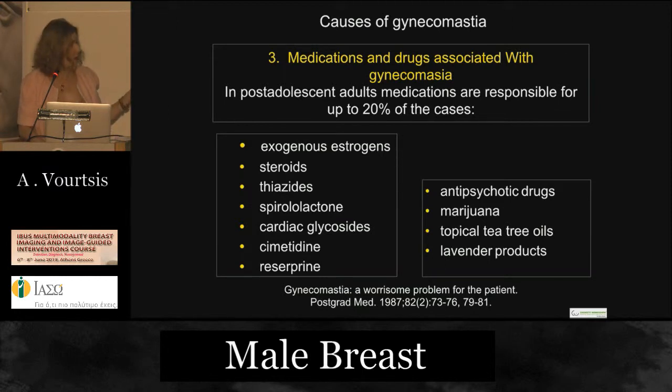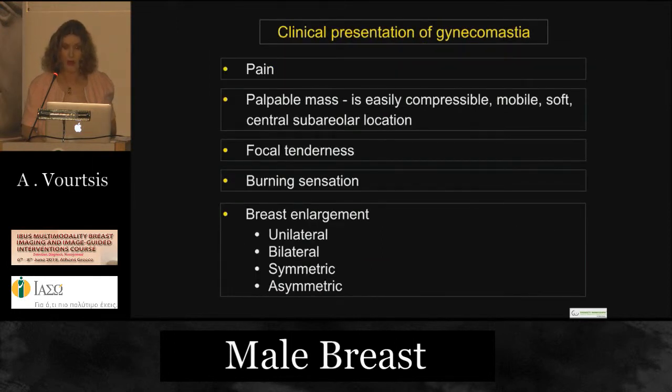You can see many different medications that can cause it, also marijuana, topical tea tree oils, lavender products, etc. Now, how does it present? It presents usually with pain or a palpable mass, which is usually easily compressible. It's mobile, it's soft, it's located under the nipple.